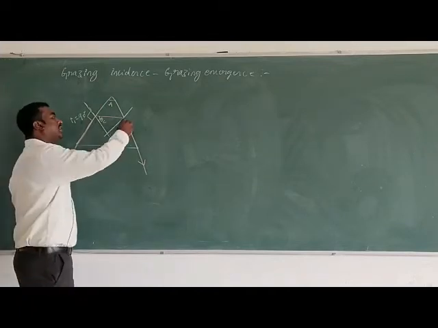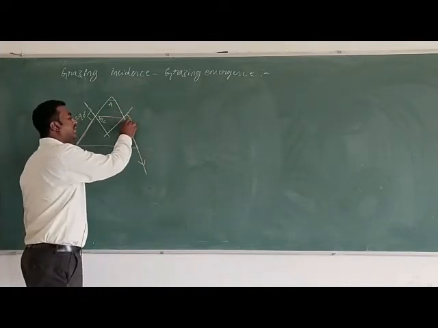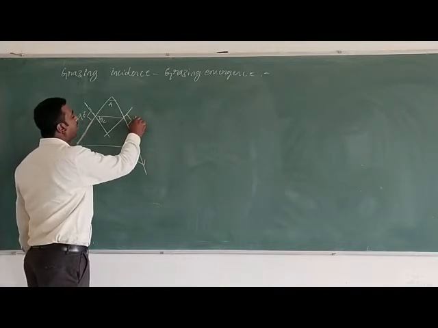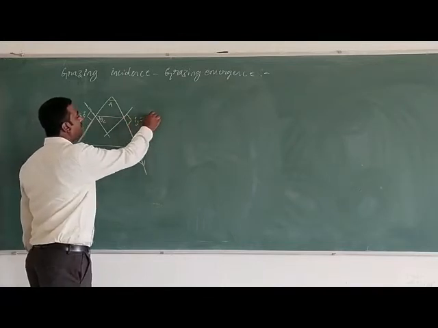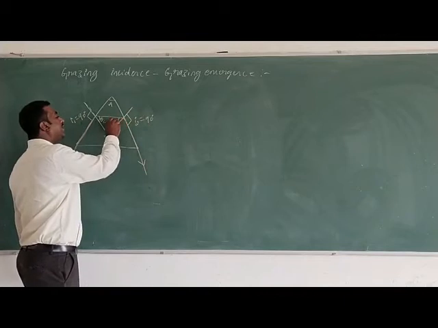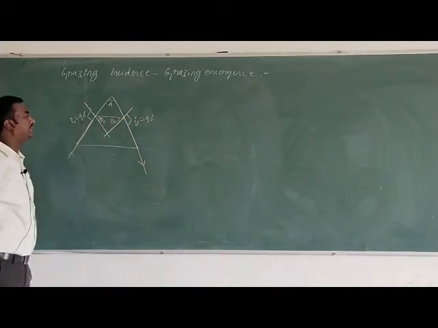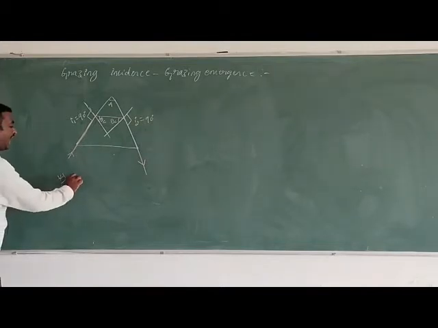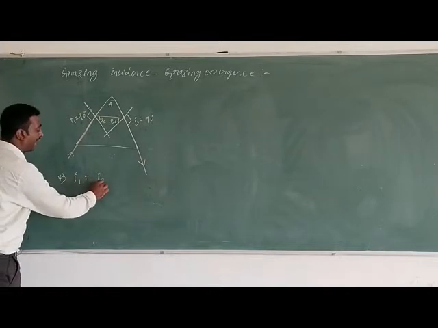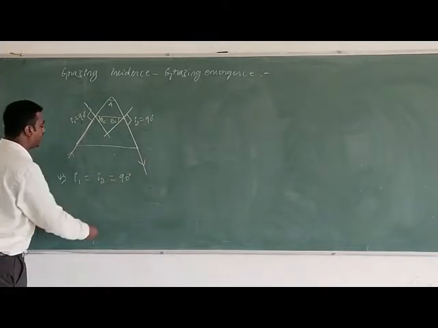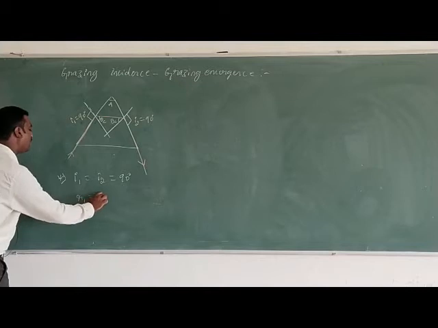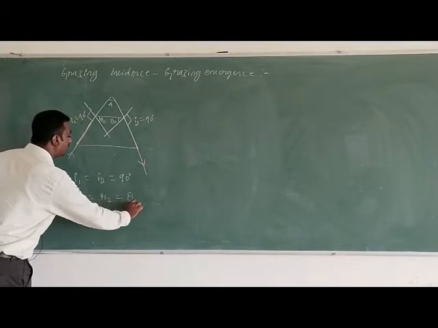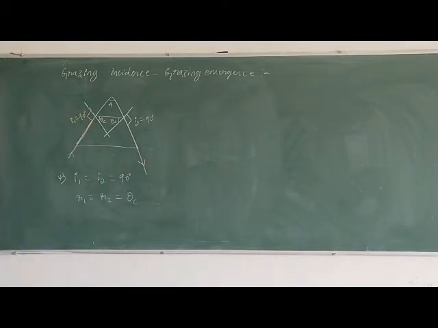Once again look here, the light ray has emerged. What is the emergent angle? I2 is equal to 90 degrees. The corresponding angle is equal to theta c. So the first condition, I1 is 90 degrees, and I2 is 90 degrees. So R1 and R2 are each equal to the critical angle theta c.